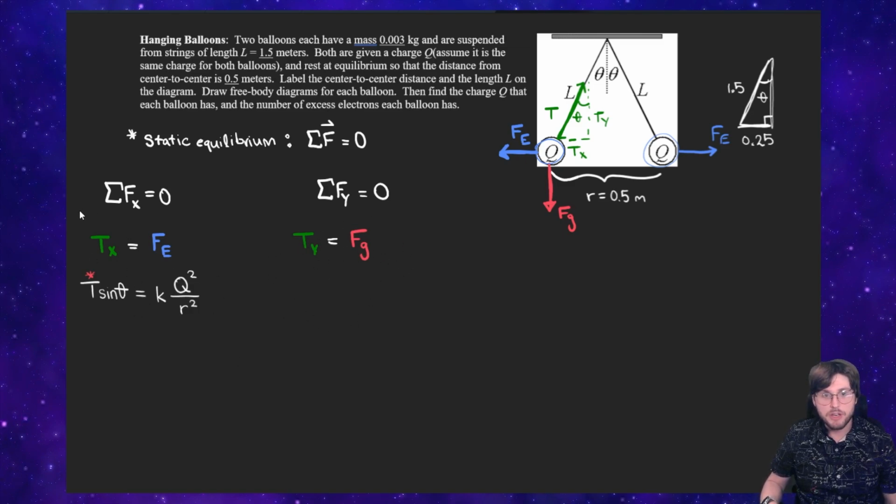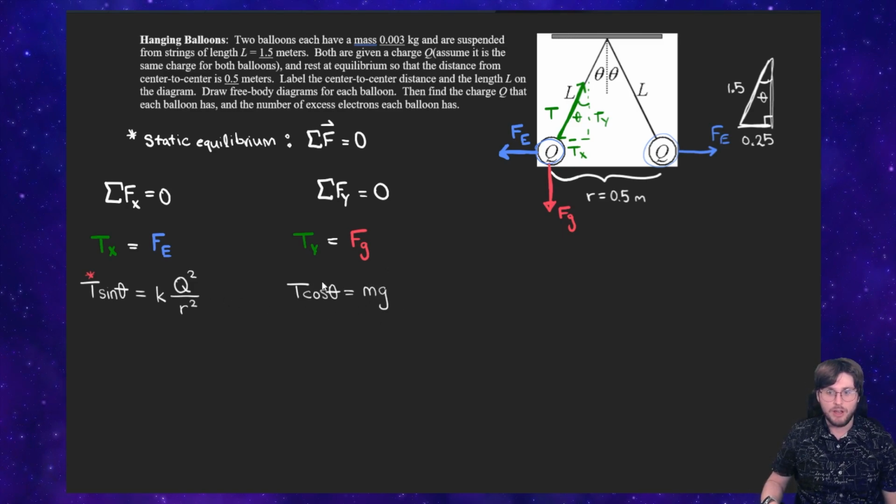So I'm going to switch over here and we're going to do the same thing. We're going to expand out Ty, which is in this case going to be the adjacent side relative to the angle. So it'll be T times cosine of theta equals force of gravity, which is always good old mg. Now we do have mass, we do have little g, and then we can find the angle.